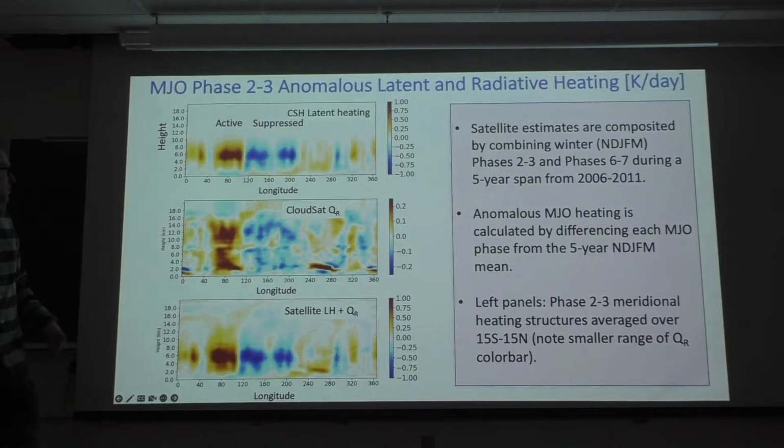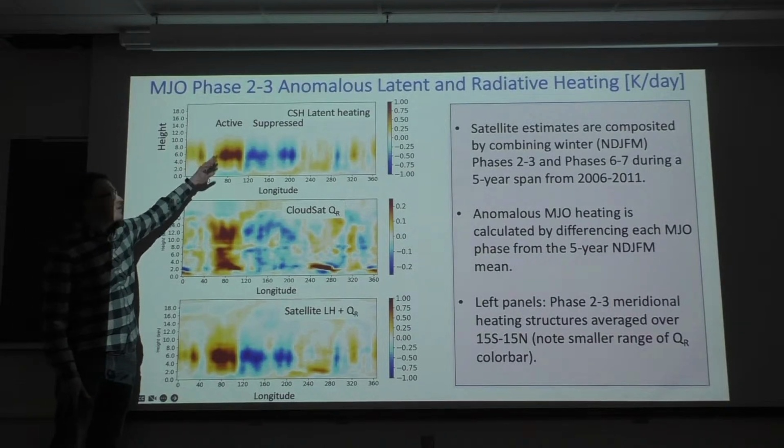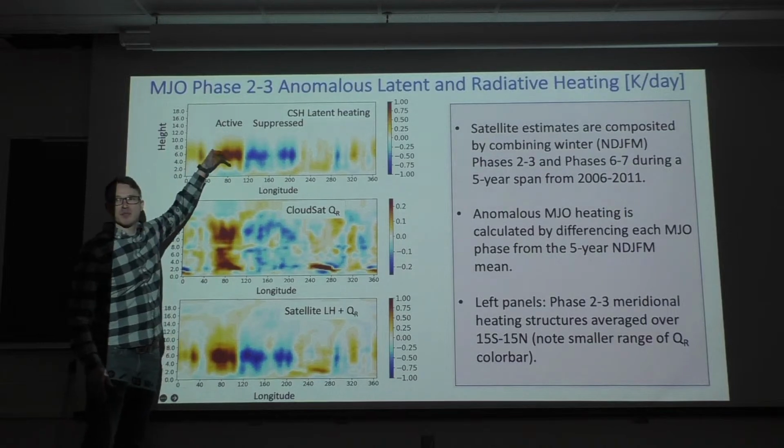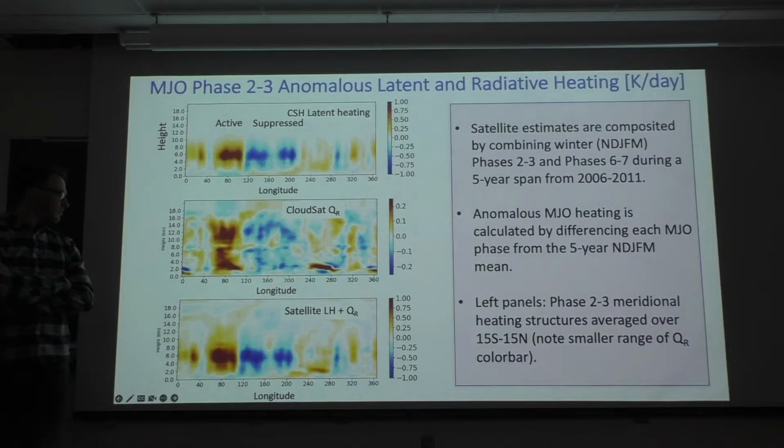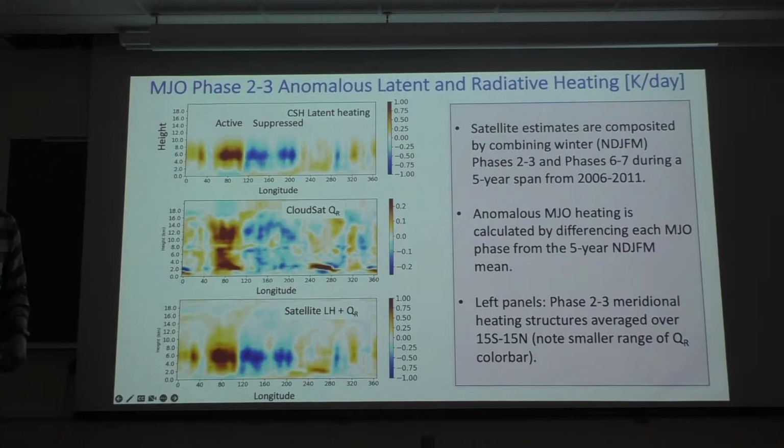Yeah. I also do want to mention that this is the heating. It doesn't mean that the convection is stopping at that. It's just that the precipitation becomes smaller, right? But still, when you add them together, you clearly see that adding that radiative effect has a big impact in the upper troposphere.